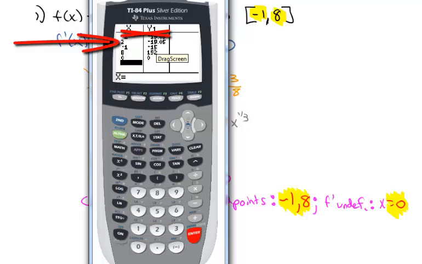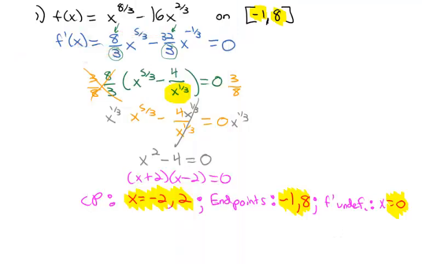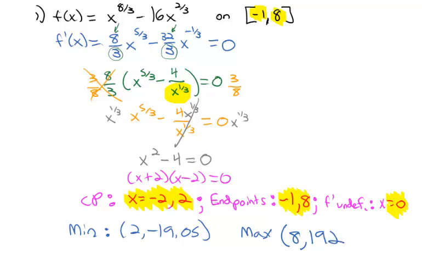The maximum occurs at 8, 192. So we're going to say the absolute minimum occurs at 2, negative 19.05. And the absolute maximum we found out occurred at 8, 192.